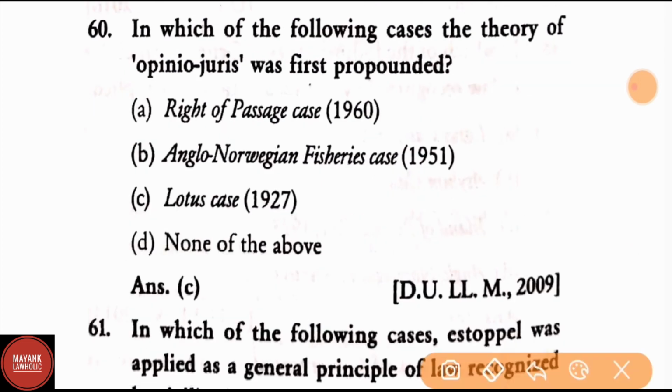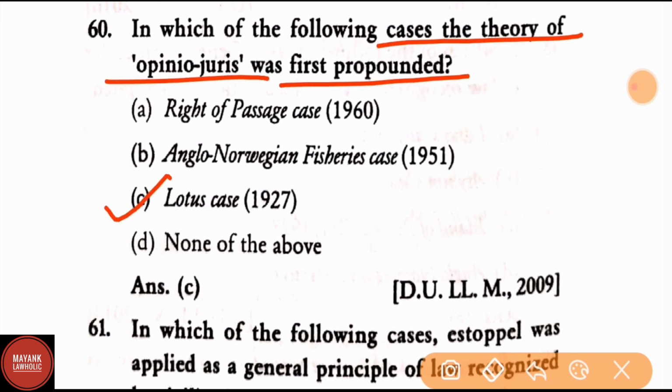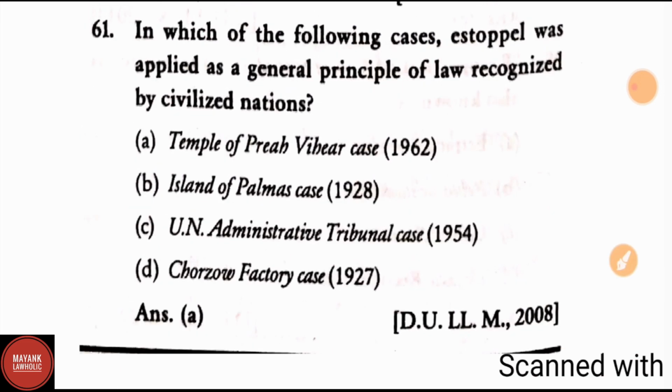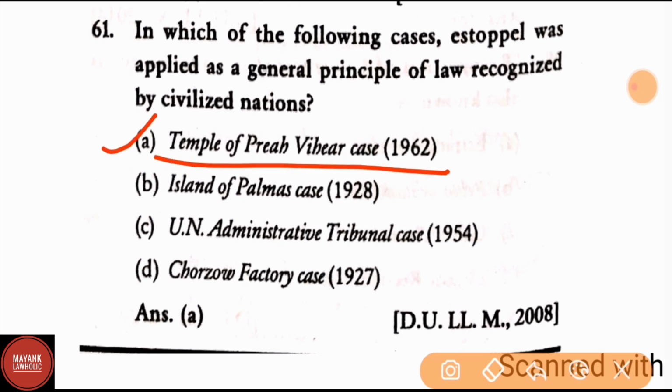Question number 60. In which of the following cases the theory of opinio juris was first propounded? It was propounded in Lotus case 1927. Question number 61. In which of the following cases estoppel was applied as a general principle of law recognized by civilized nations? It was held in Temple of Preah Vihear case 1962.